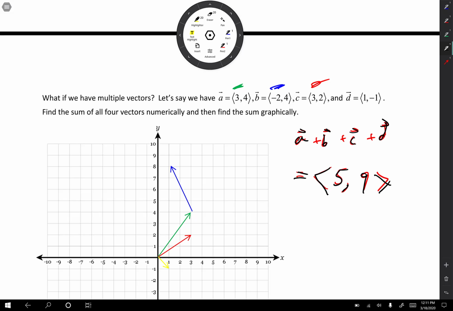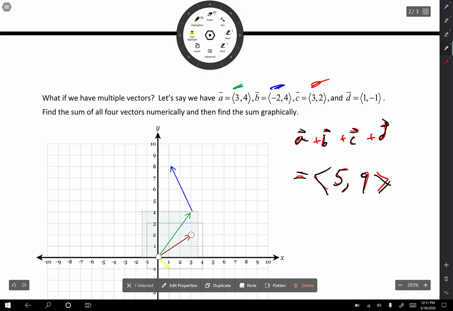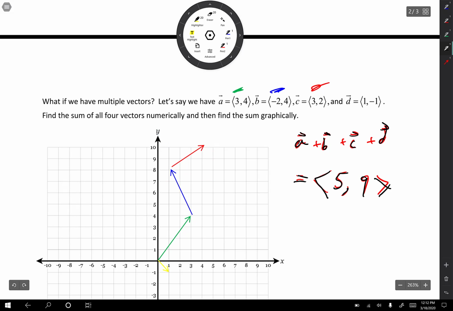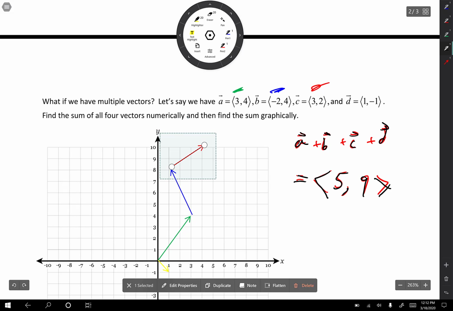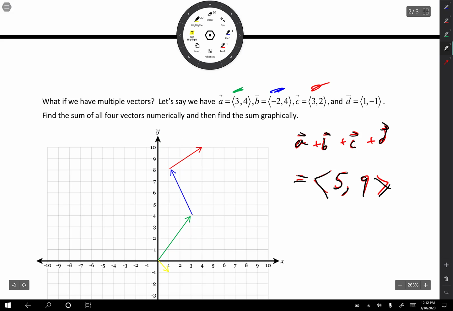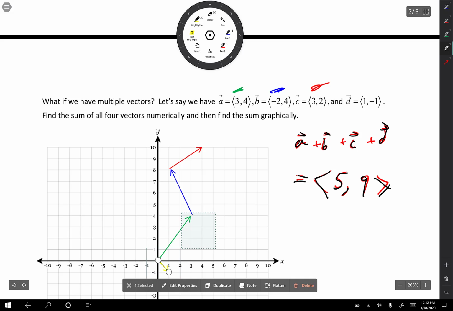Now, let's go ahead and do the blue one, the red one now. 3, 2, head to tail. That looks pretty good to me. Maybe a little back. I had it pretty good. Okay, well there it is, 3, 2. And then finally, the yellow one here.